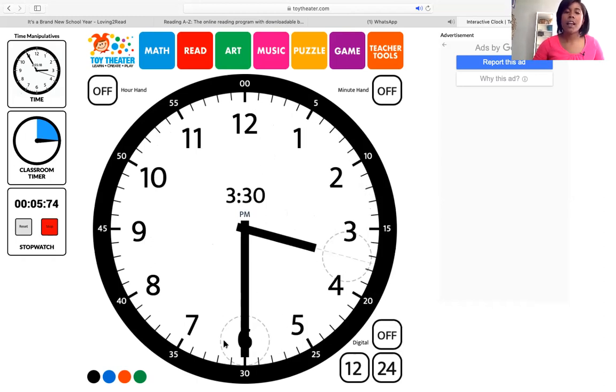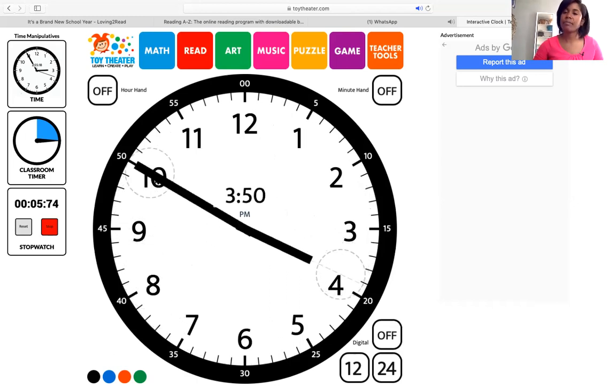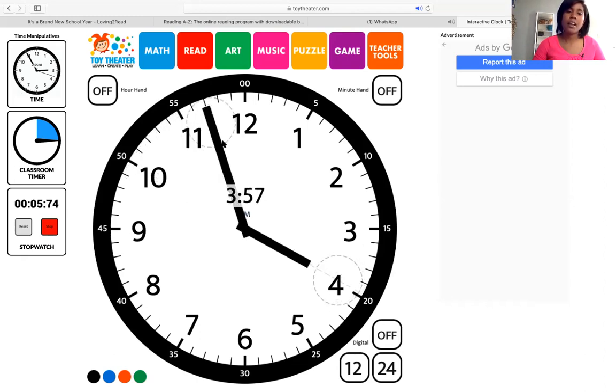So now, what time would it be here? Great job. It's 3, and then we count by 5: 5, 10, 15, 20, 25, 30, 35, 40, 45, 50. The hour is 3 still. It's not at number 4. Don't get confused. It's still in the interval of number 3. So it's 3:50.